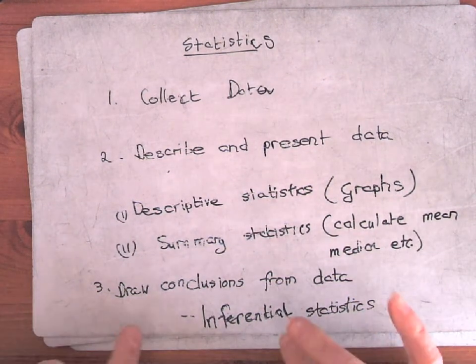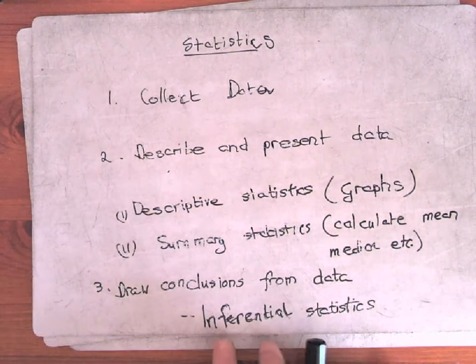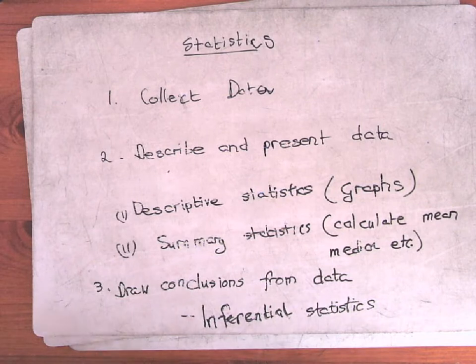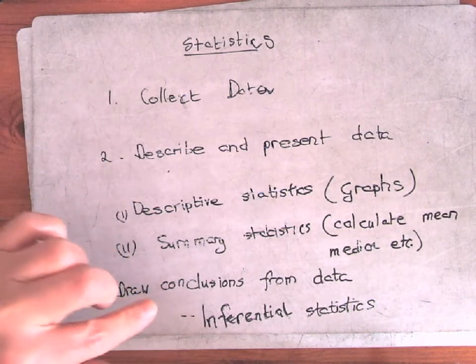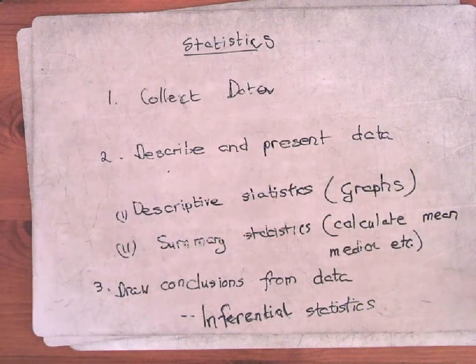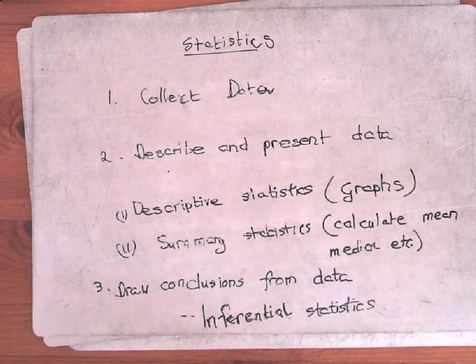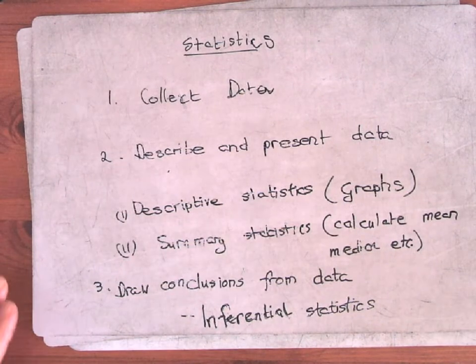And then when you've done that, you can draw conclusions from your data, and we call that inferential statistics. For example, you could ask 100 people who they're going to vote for in the next election, and if 60% say they're going to vote for Fine Gael, then you would infer that for the whole population of Ireland, 60% will vote Fine Gael.